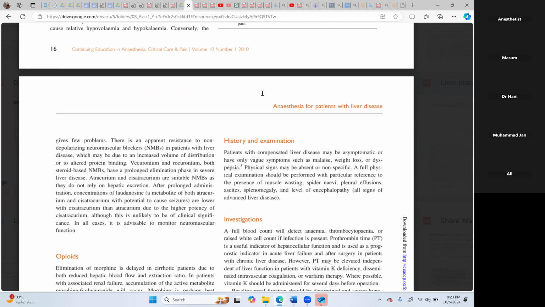Whenever you are using muscle relaxants, you will be carefully titrating through neuromuscular stimulation. Okay. Laudanosine, I don't know, it's only theoretical. I don't think we practically ever see this. It is a metabolite of cisatracurium with potential for seizures.